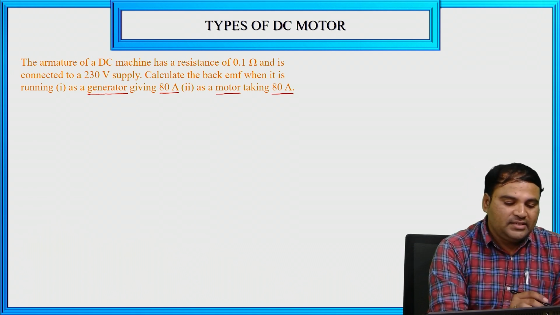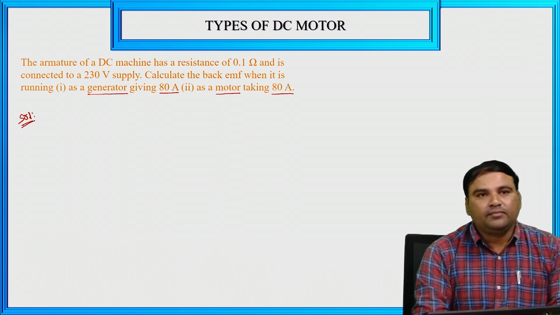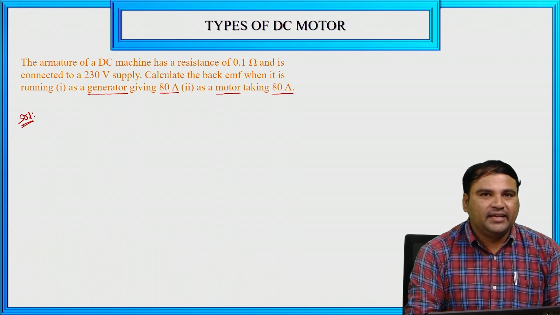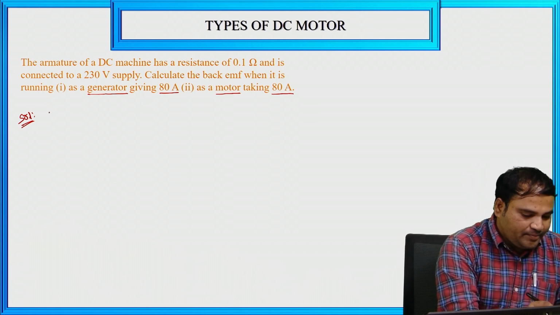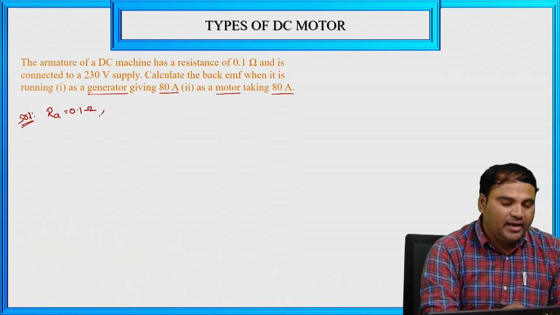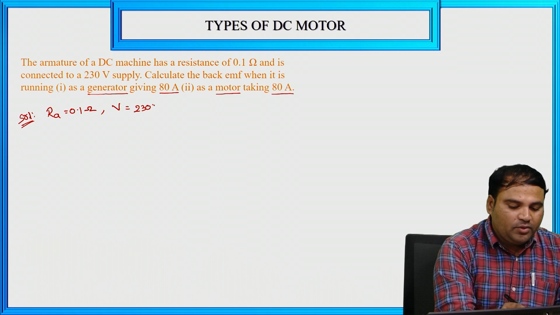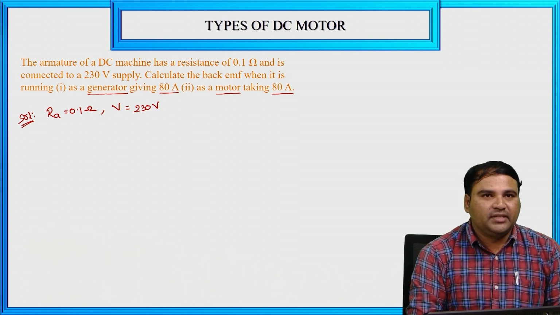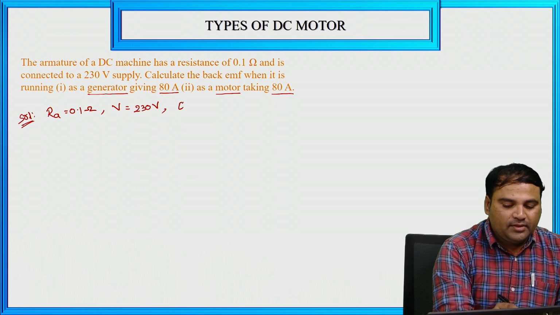Okay, so in this problem, first we have to write the given data. So here the given data is, the armature of a DC machine has a resistance of 0.1 ohm, means armature resistance is given, RA equal to 0.1 ohm, and voltage V equal to 230 volts. So supply voltage for the motor, or terminal voltage for the generator. So V equal to 230 volt. Then we have to calculate the EB value.